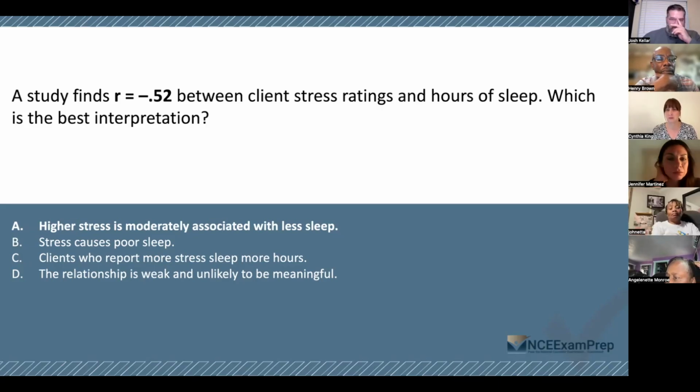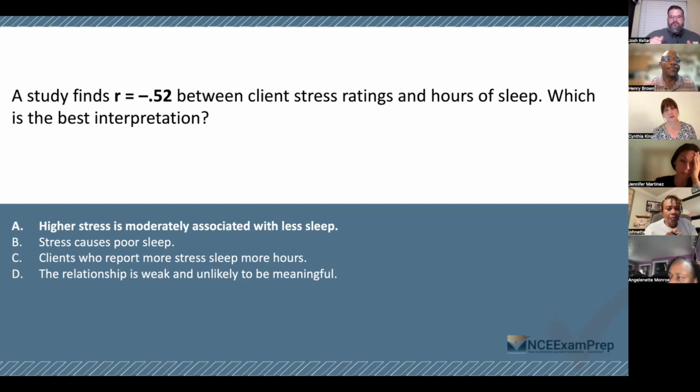Let's use the process of elimination. That's going to be the best way to solve a question like this. We know B is wrong because why? Causation. Stress causes poor sleep is not going to be the correct answer when we're talking about relationships. Clients who report more stress sleep more hours. Why is that wrong? That's positive, because they both go in the same direction, both going up.